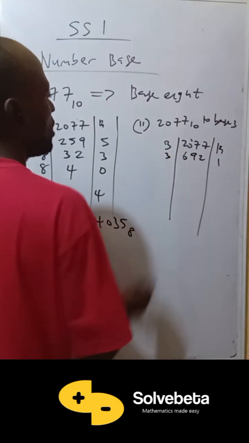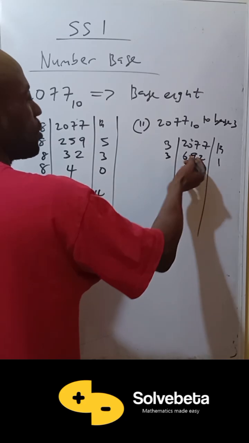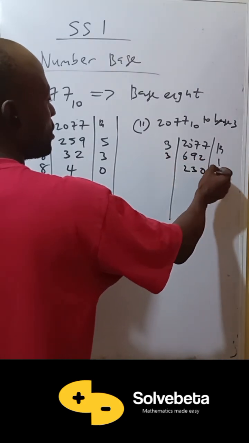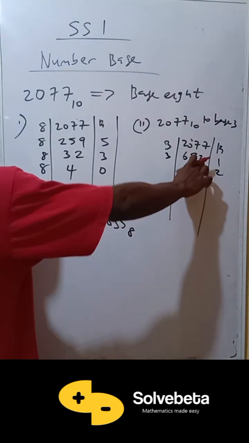This will be longer than this, but let's do it for emphasis sake. 6 divided by 3 is 2. 9 divided by 3 is 3. 2 divided by 3, 0 remainder what? 2. When the number is less, you say 0 remainder that.